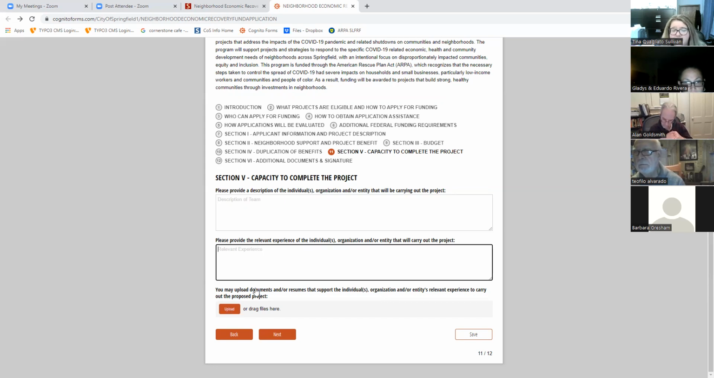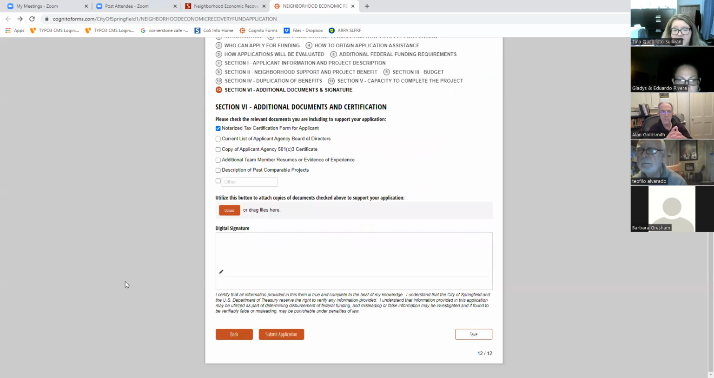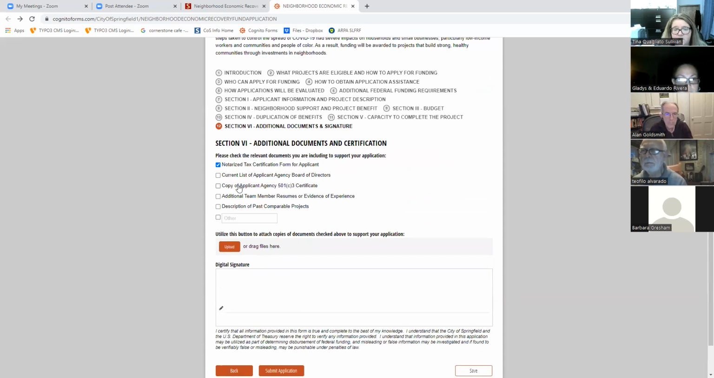There's an upload box here because another really good thing to upload, and we've had organizations do this already, is to upload resumes or listing of past experience, or past projects, to demonstrate that you have the ability to carry out the project like you said you would. And then the last section of the application is where you can attach various items. Again, these aren't required to submit the application, but if we're going to go to contract, we're likely going to need a bunch of these things. So it helps just to attach it, sort of makes the process go smoother.